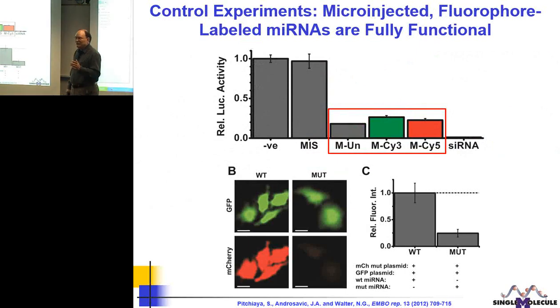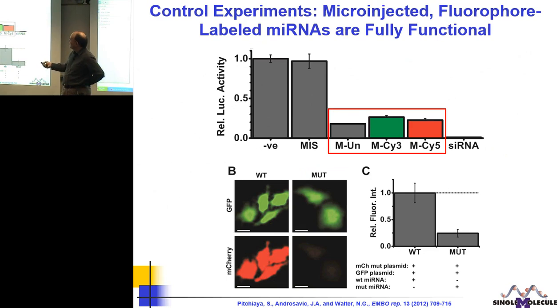So then, coming back to cytoplasmic observation and what microRNAs do in the cytoplasm. This shows an experiment where we did a luciferase assay to make sure that the microRNA, plus or minus the fluorophore attached, is still functional in regulating target messenger RNA. And so this is a ratiometric measurement of control luciferase against the target luciferase.